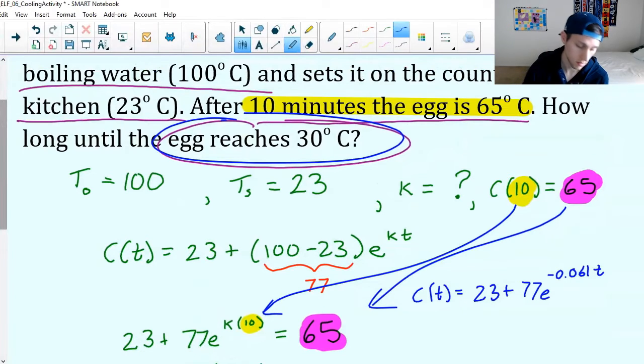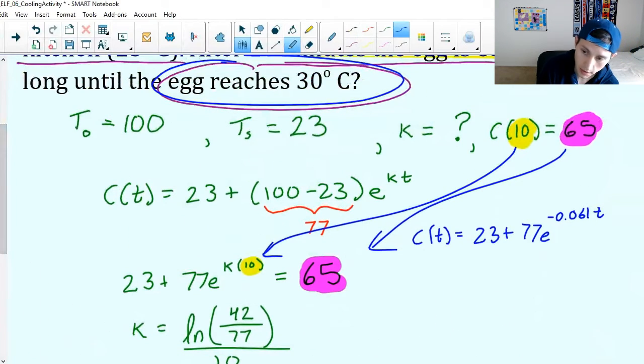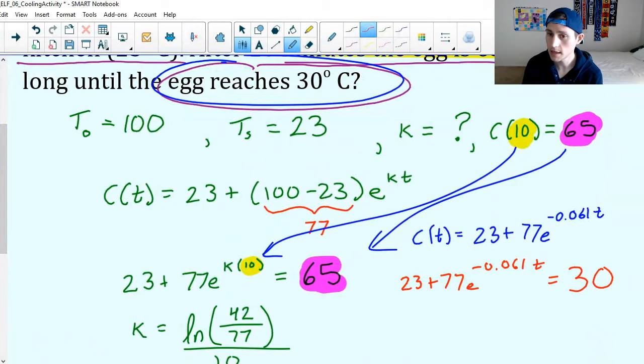Actually, use 30. I see. Okay. All right, so if we have this blue equation now, we want to use 30, right? Because this question says how long until it reaches 30. So now I will take this and set it equal to 30. We had to set it equal to 65 first and plug in 10 because we didn't know what K was. But now that we know what K was, we'll take our equation, set it equal to 30, and solve.